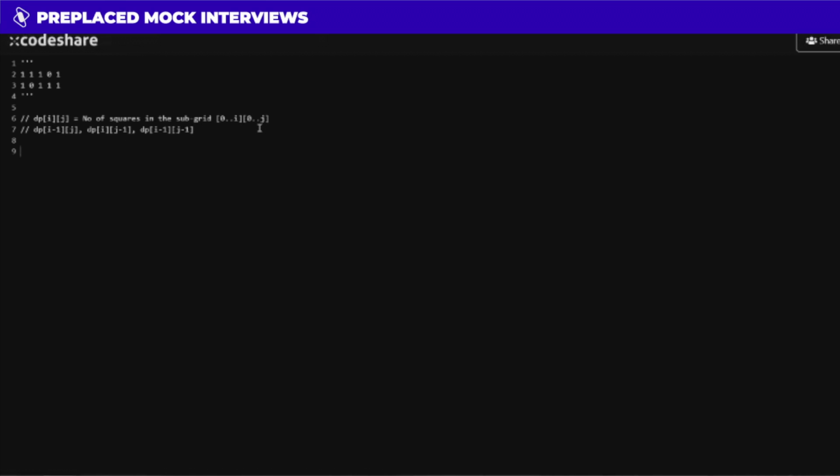One thing we could see is that if either dp of i minus 1 and j, or dp of i and j minus 1, or dp of i minus 1 and j minus 1, either one of the three is 0, then we cannot form a square, like we cannot extend the square or something like that.